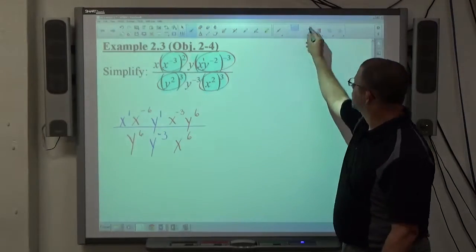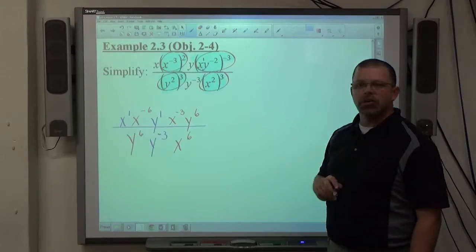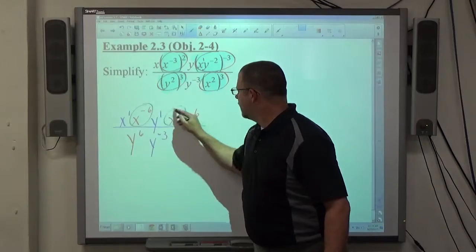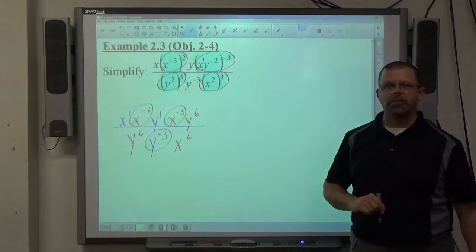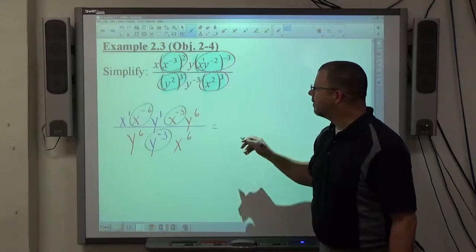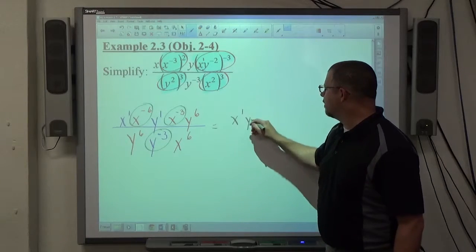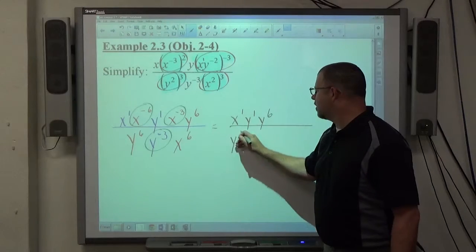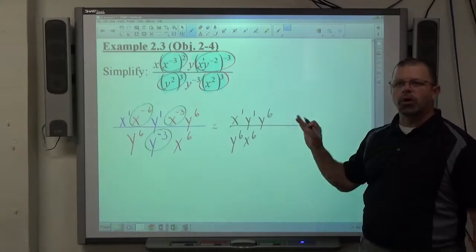Step 2. Anything with a negative power or a 0 power has to be dealt with. So, I've got a negative power here, here, and here. Everything else is a positive power, right? So everything staying where it belongs is going to be written in black. x to the first, y to the first, y to the sixth are in black on top. y to the sixth, x to the sixth on the bottom. It doesn't matter what order you put them in.